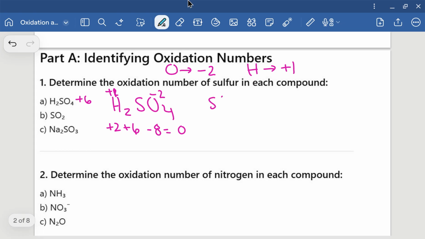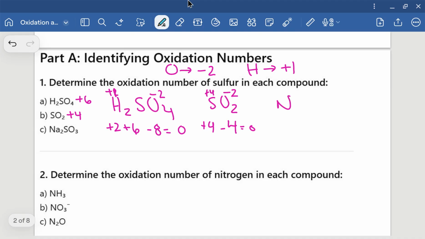If I look at the second one, SO2, again, oxygen's always -2, but there's 2 of them, so -4. To have this compound add to 0, sulfur would have to be +4. So this one is +4.